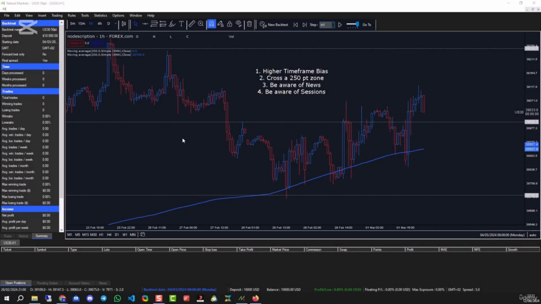Right then, let's do some trading. So I'm using a little tool called Naked Markets. This is a backtesting tool. This is a paid tool. It cost me about 280 quid or 300 quid or something like that.